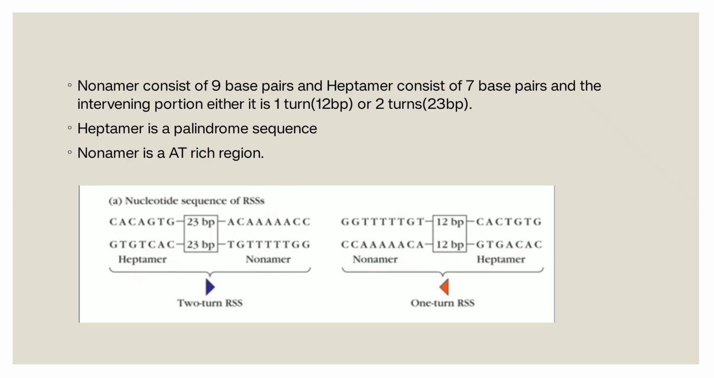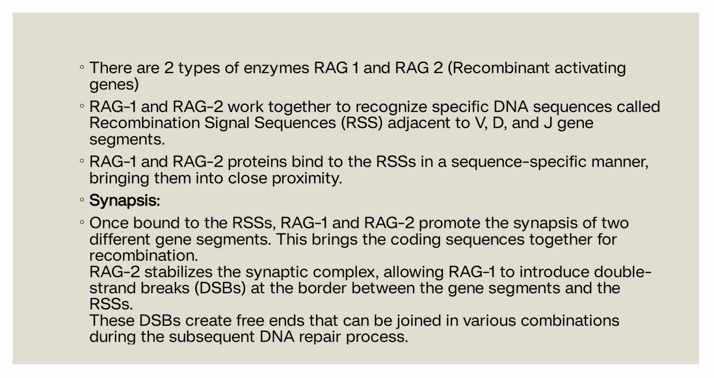The nonamer consists of 9 base pairs and the heptamer consists of 7 base pairs, and the intervening portion is either 1 turn, that is 12 base pairs, or 2 turns, that is 23 base pairs. The heptamer is a palindromic sequence and the nonamer is an AT rich region, that is an adenine thymine rich region.